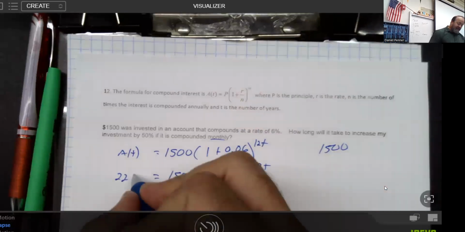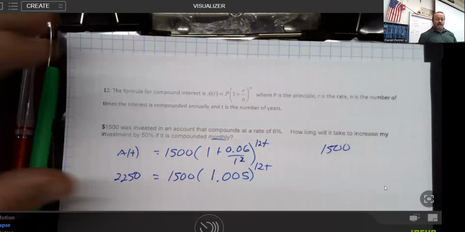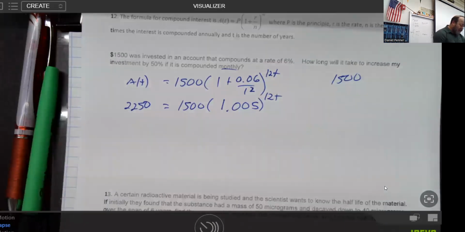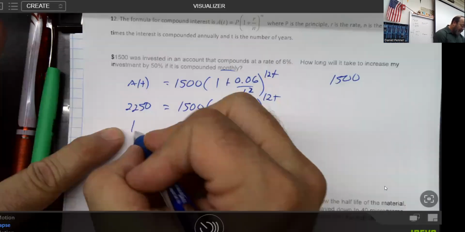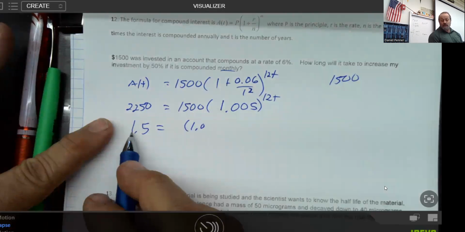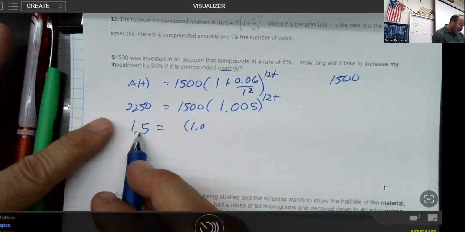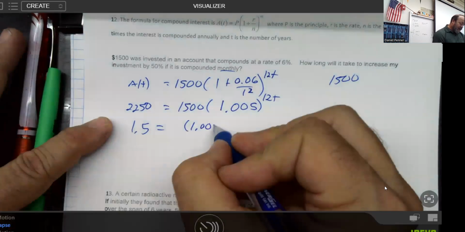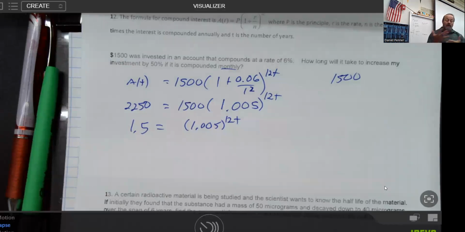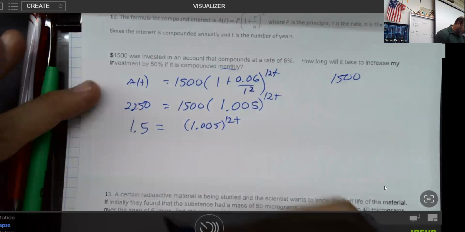Now, the funny thing is when you do this, people immediately go, well, then let's divide both sides by 1,500. And what do you know? You get 1.5, which makes sense. I want my 100% of my money, but I would like an additional 50%. Thank you very much. So we're looking right here. And this is, again, one of those problems where we have something that doesn't have the nice base. So let's go ahead and take the log of both sides. This time I'm going to do a natural log because I can do whichever one I want.